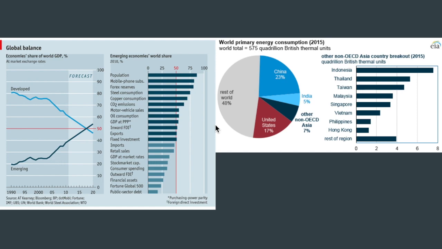Developing countries are catching up to already developed countries in terms of sharing the world GDP. The population, mobile phones, and other such things are taken by developing countries. India takes 5% of the world's primary energy. And as we can see through the rest of these graphs, China and other countries are also following up on the world's energy use.